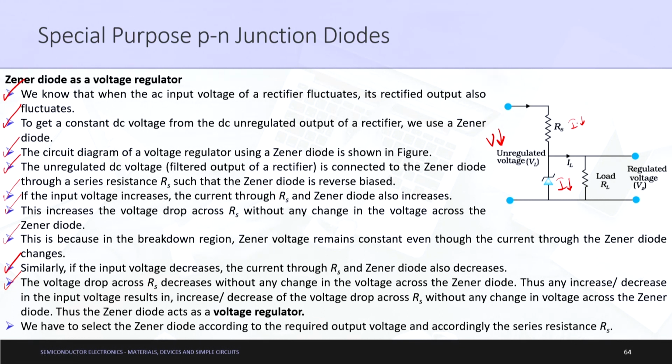So, now as we keep on doing this, the voltage across this always remains same. Current will decrease sure, but the voltage across the Zener diode will not decrease. The voltage drop across RS decreases without any change in the voltage across the Zener diode. Okay, so the same thing happens for increase in the voltage, the same thing happens for the decrease in voltage also.